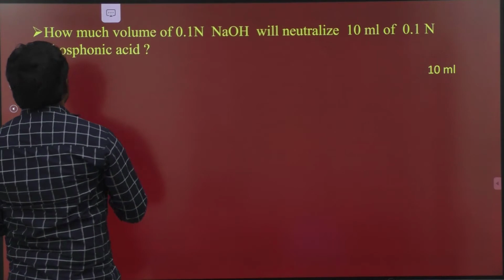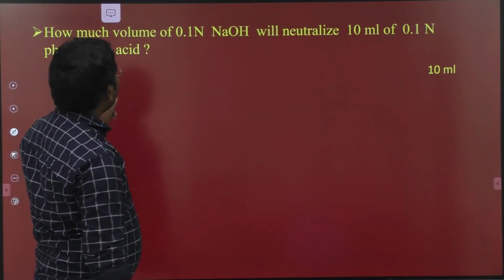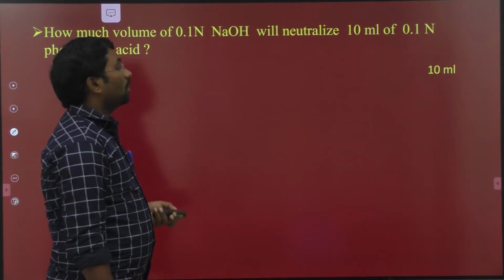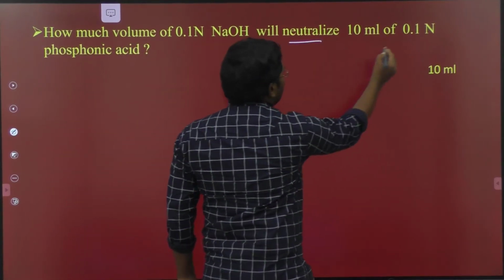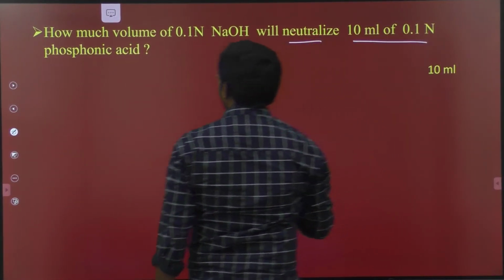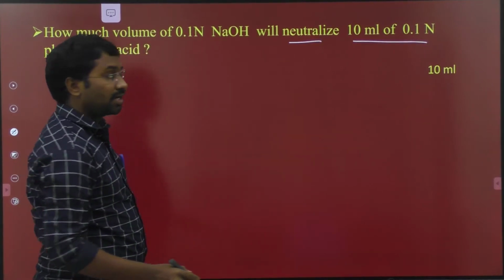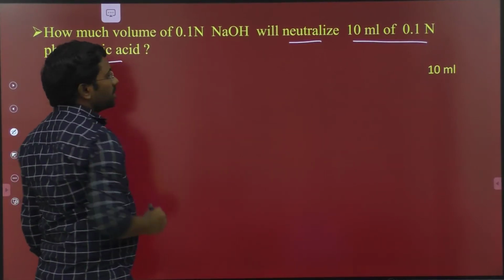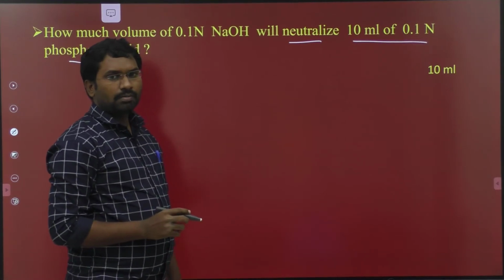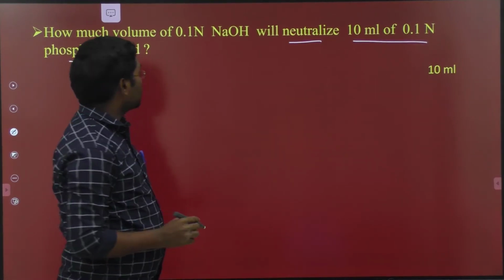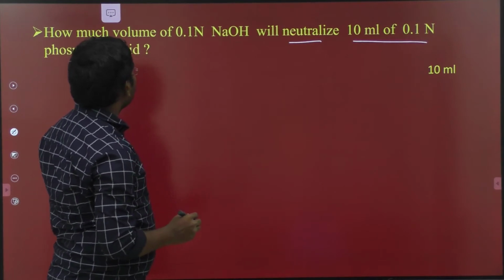So in that problem, what is given? Look here. How much volume of 0.1 normal sodium hydroxide will neutralize 10 ml of 0.1 normal phosphonic acid? You know what is meant by phosphonic acid. Phosphonic acid is nothing but phosphorus acid. So here we have to calculate the volume.